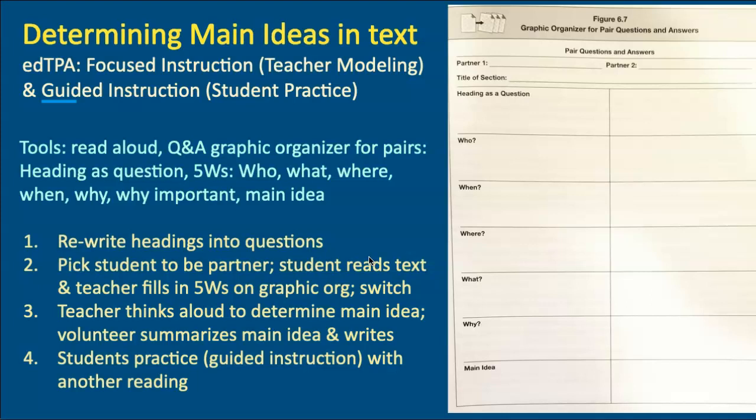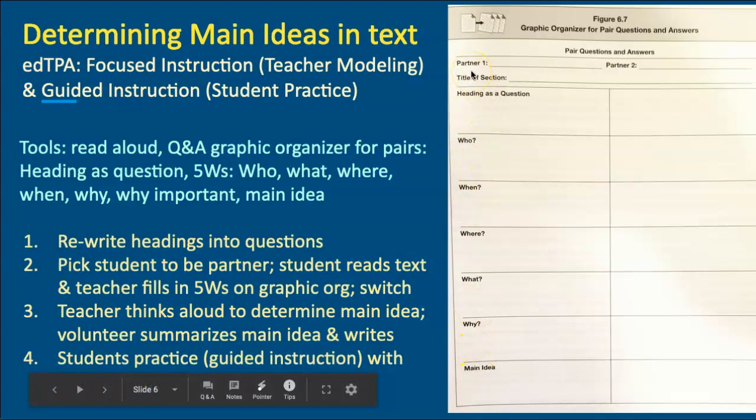So the teacher would start out by turning the heading of the text into a question. So if the heading is the causes of World War I, then we could change that to what were the causes of World War I. And that helps students think about what they're going to find out. And then the 5 W's here.